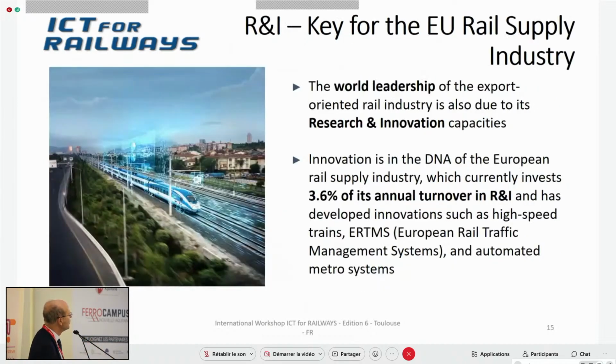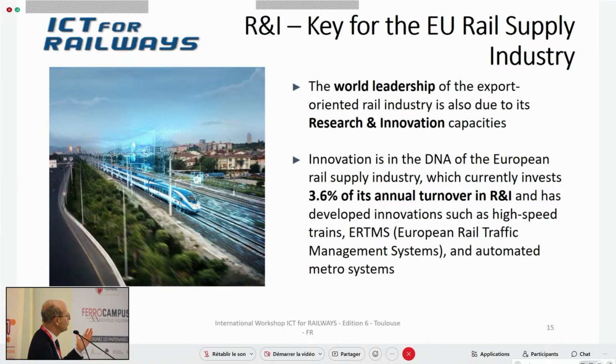We go to research and innovation now. I think we already had a big presentation. Of course, for the industry, investing in research and innovation is absolutely essential. And you see that 3.6% of our annual turnover is invested in research and innovation. You have the mention of high-speed train, ERTMS, automated train and metro systems, but we were really very happy when in 2014 Shift2Rail was adopted by the council, because, as I said, it was a good way to put all the people involved in the rail sector to work together.